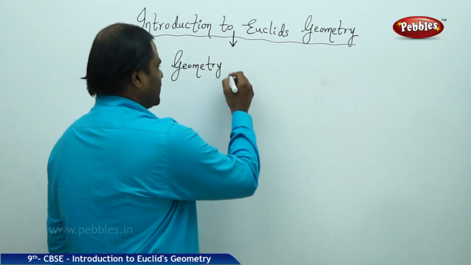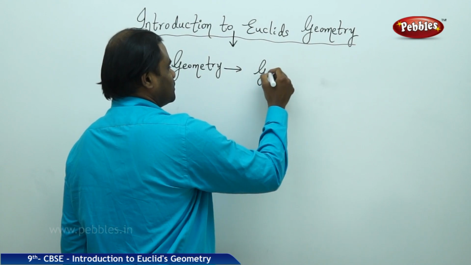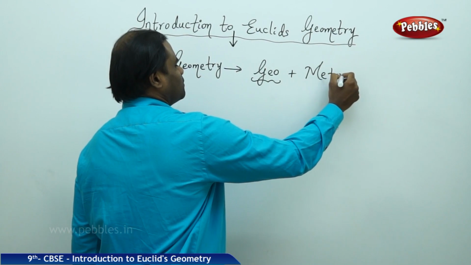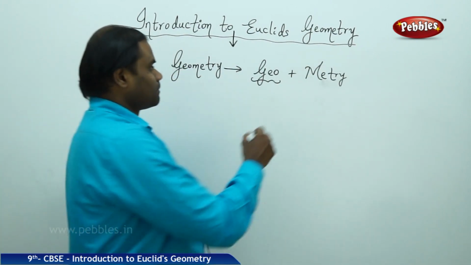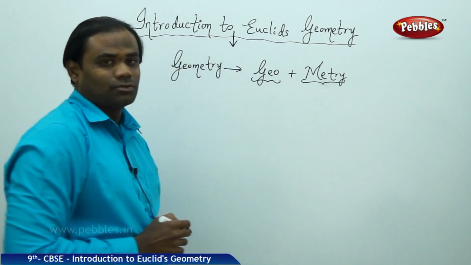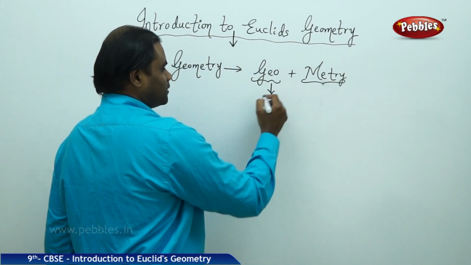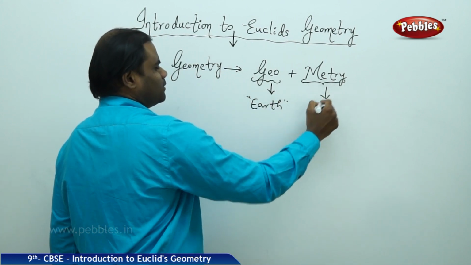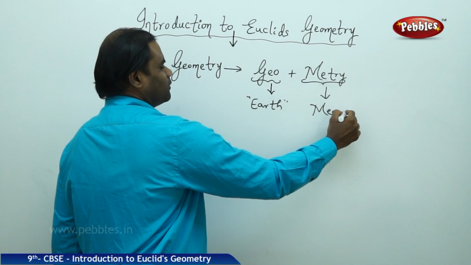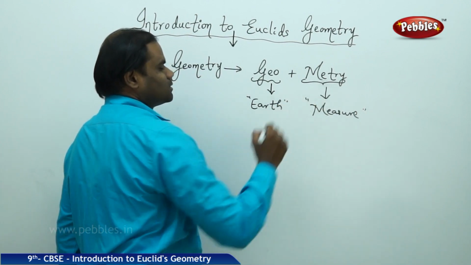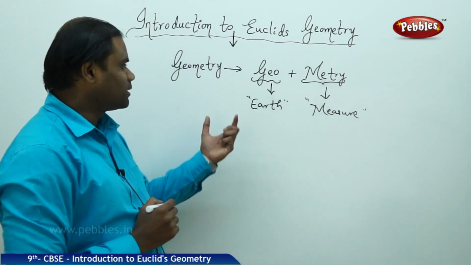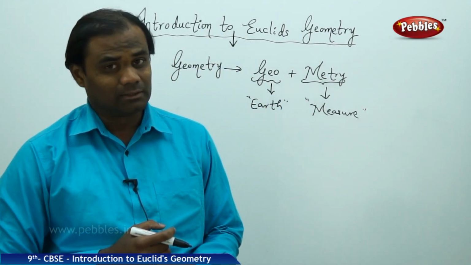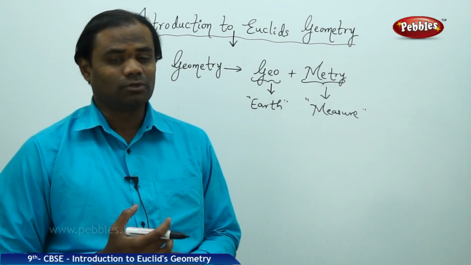Geometry in the branch of maths is divided into geo plus metry. So geo in Greek generally refers to earth, and metry in Greek refers to measure. So the Greek names: geo is earth and metry is measure. The measure of earth is what is called geometry.